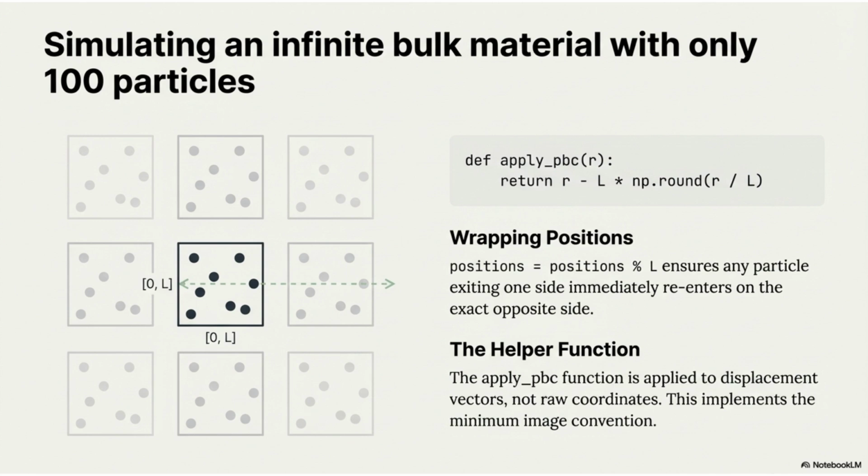We simulate an infinite bulk material with only 100 particles using periodic boundary conditions, or PBC. Wrapping positions ensures particles re-enter on the opposite side. The helper function applies PBC to displacement vectors to implement the minimum image convention.